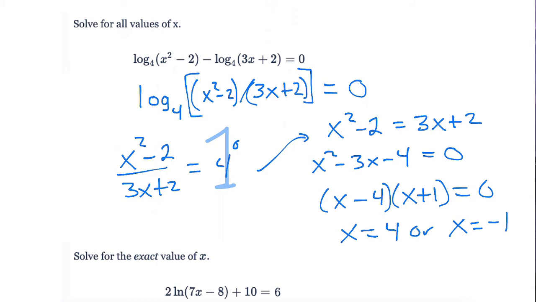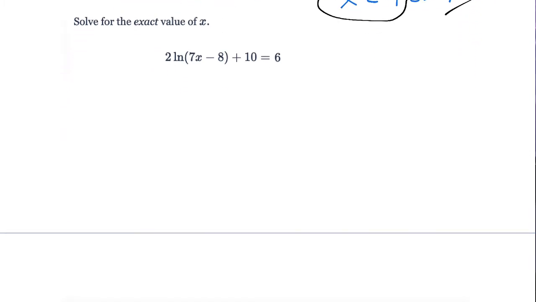Well, if you plug it in, one of the things you should know is you can't take the log of a negative value. So that negative 1 is going to be a problem. So actually, 4 is the only answer, because negative 1 is what we might call an extraneous solution. We'll talk about that when we look at the graph, and you'll see why that negative 1 didn't work. So you can go back to that.